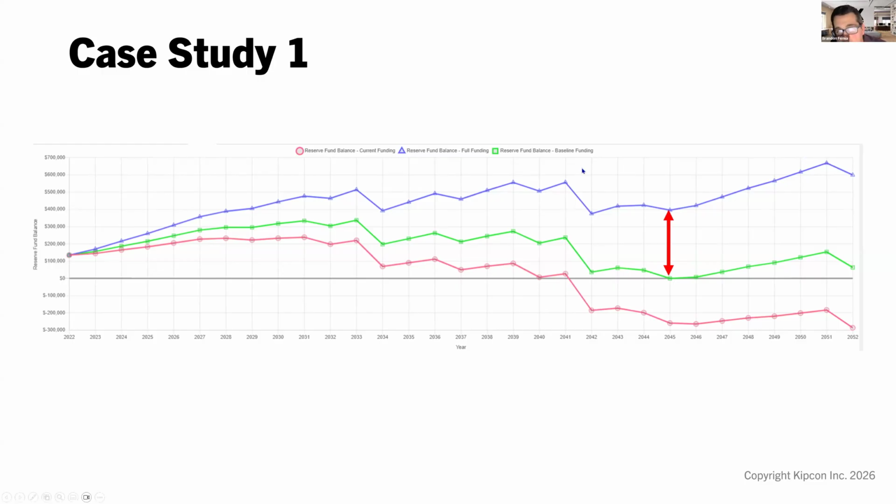So typically most associations that we deal with are somewhere in this range, and you can see the line here, somewhere between baseline and full. Now, some associations may choose to be more risk averse and they're higher to the full funding line. Some associations may be okay with taking some risk and they're somewhere down here maybe. But as long as you're somewhere between those, you're typically considered okay. So it's kind of a good illustrative view to take a look at this.